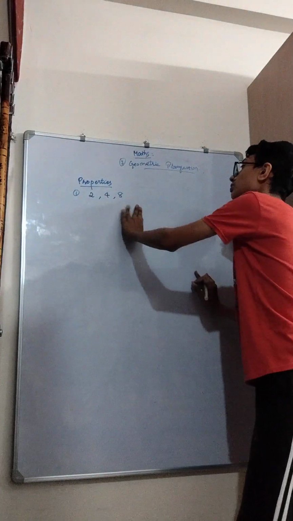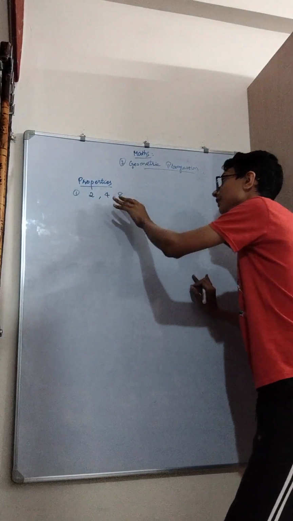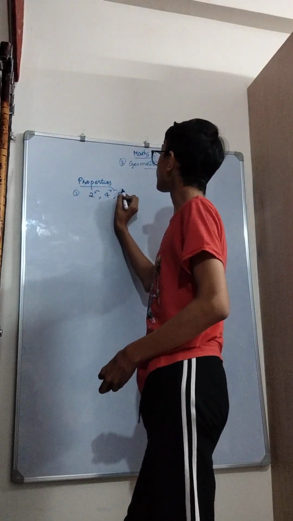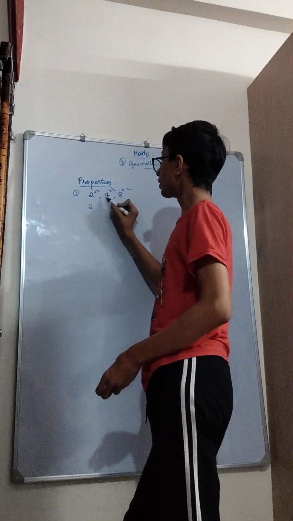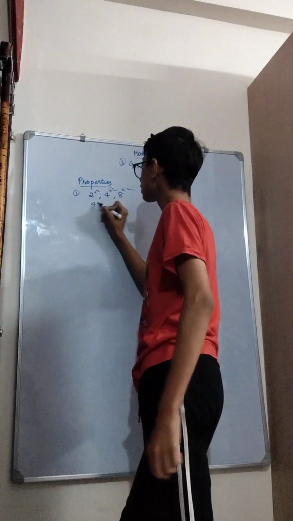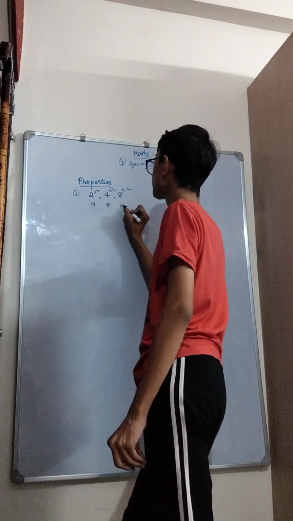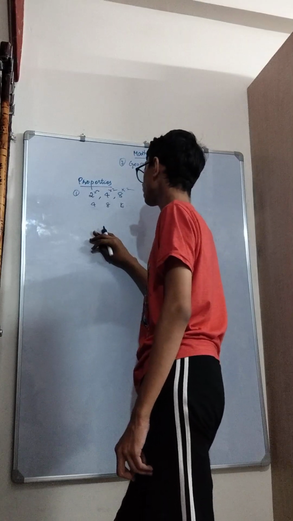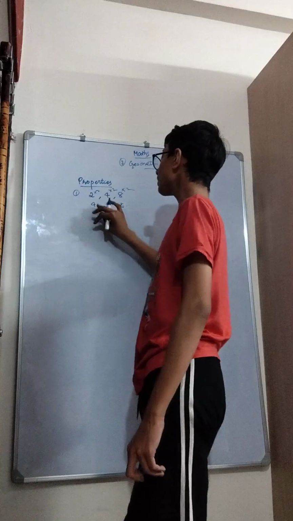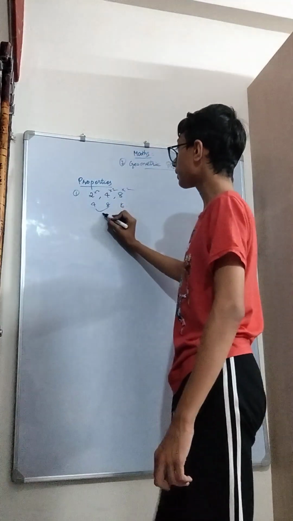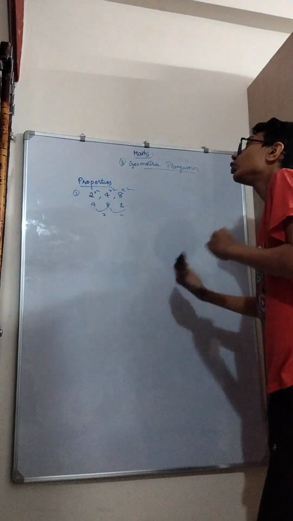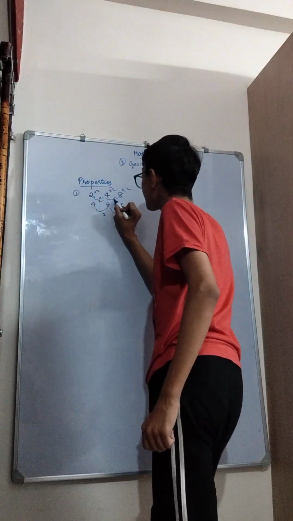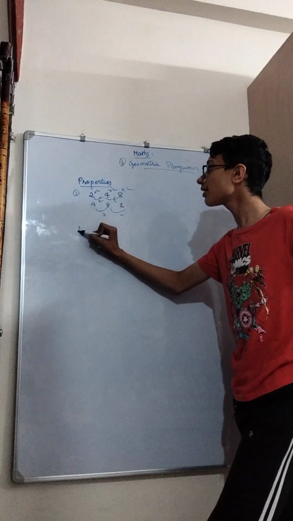So now, if this is in GP and I multiply by a fixed number, this will become 4, this will become 8, and this will become 16, right? They were multiplying by 2 every time. This is in GP, and the GP remains. Understood? So this is the first one.